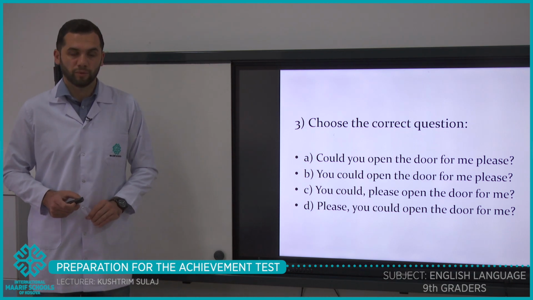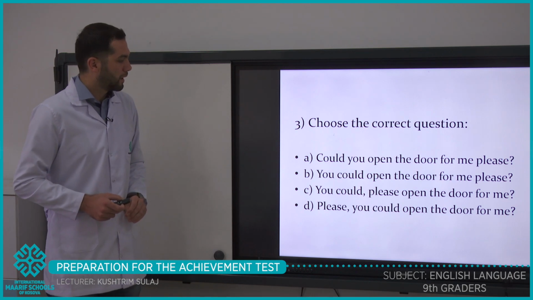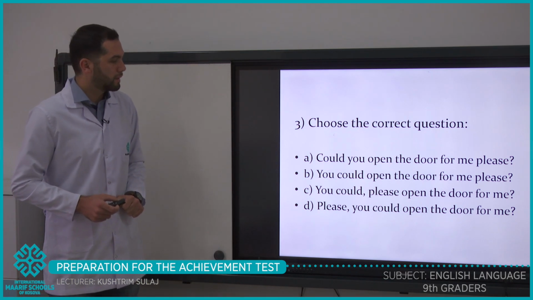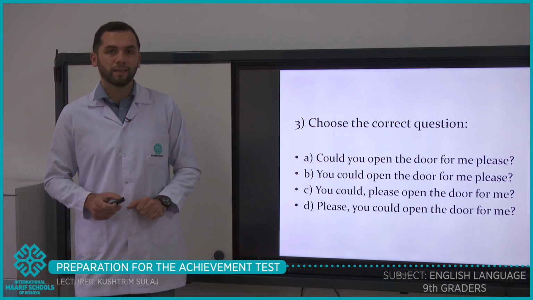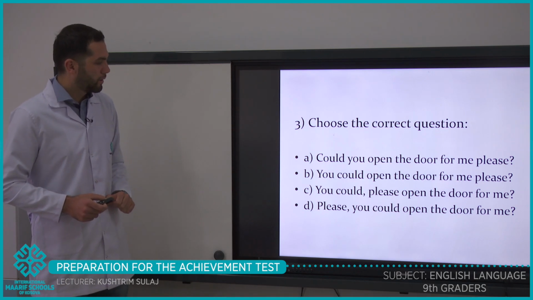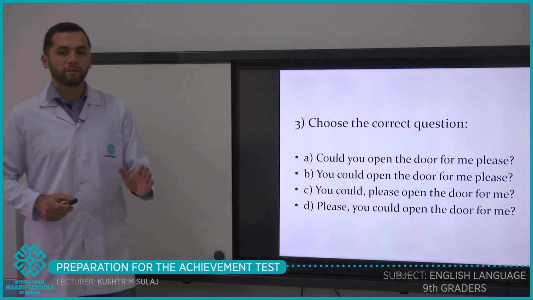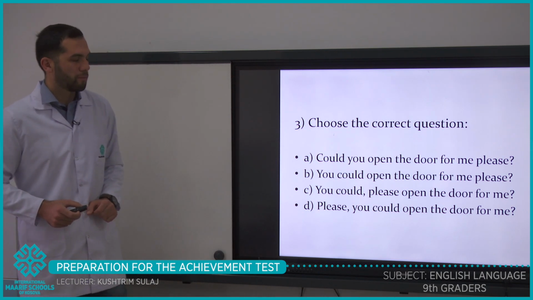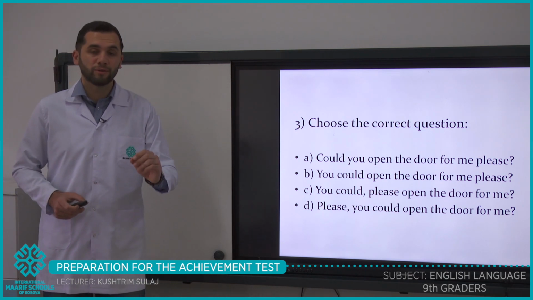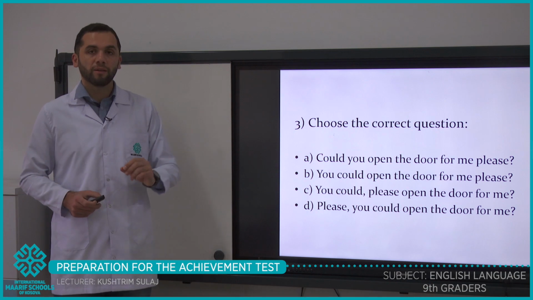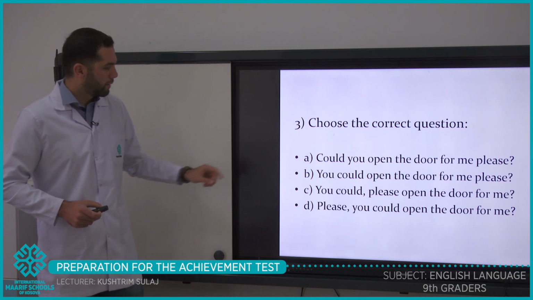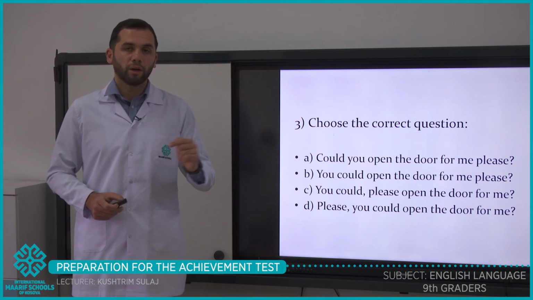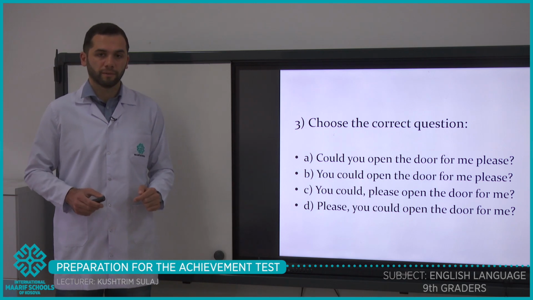I would choose this one as the best option. And then we have, you could open the door for me, please. I guess this is not an option because it doesn't sound like English or like a question. You could please open the door for me. This is way too complicated. And then the final one, please could you open the door for me? Now, if we use the method of elimination, I would eliminate B and C, and I go with A and D. So we are in the case of 50-50%.